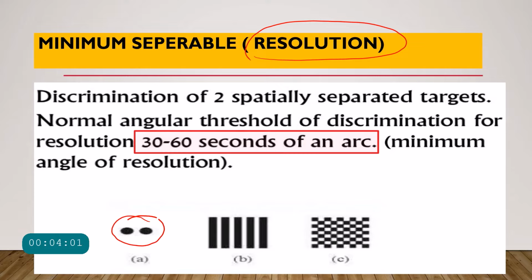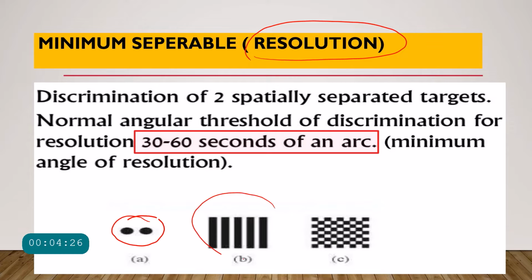So what is the threshold, or what is the minimum visual angle that the object should subtend at our eye so that the objects are at least minimally separable? The angle is 30 to 60 seconds of arc, right? So this is the minimum angle of resolution, and the reciprocal of this angle will give you the visual acuity, because visual acuity is the resolving power of the eye.